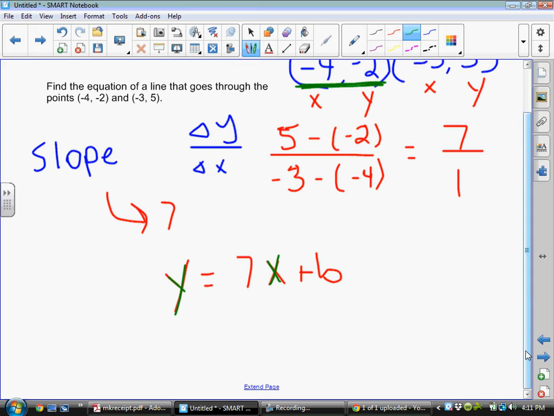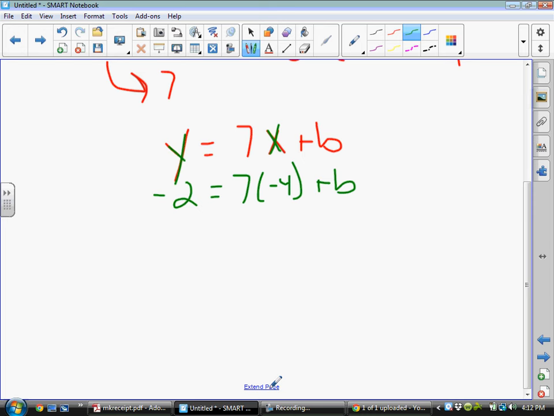So I'm going to replace x with a -4, and y is going to be replaced with -2. So make sure you copy correctly. So I'm replacing x and y with one of the points, one of the x and y points. Now I'm going to solve this for b. So 7 times -4 equals -28 plus b. So to solve for b, I need to add 28.